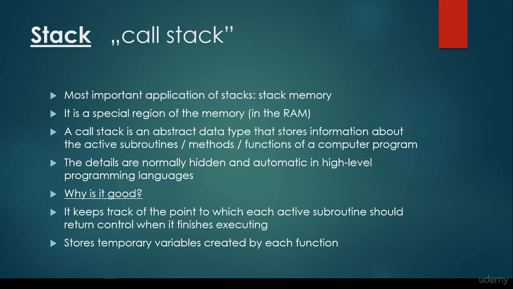And a call stack is an abstract data type that stores information about the active subroutines, methods or functions of a computer program. This computer program can be written in C, C++, Java, and Python. Basically, it is the same for all of them, the so-called call stack or the stack memory and the heap memory. The details are normally hidden and automatic in high-level programming languages such as Java or C#.